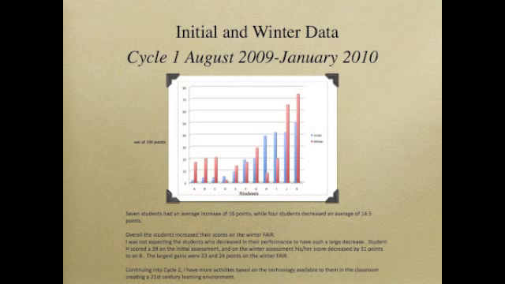The graph shows the 11 students. Their average increase is 4.63%. Only 4 students did not make any learning gains. Technology will continue to be incorporated, and on to Cycle 2.